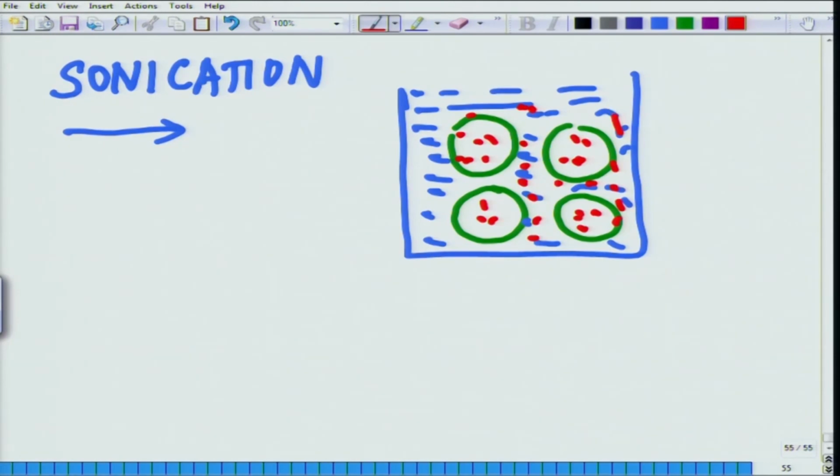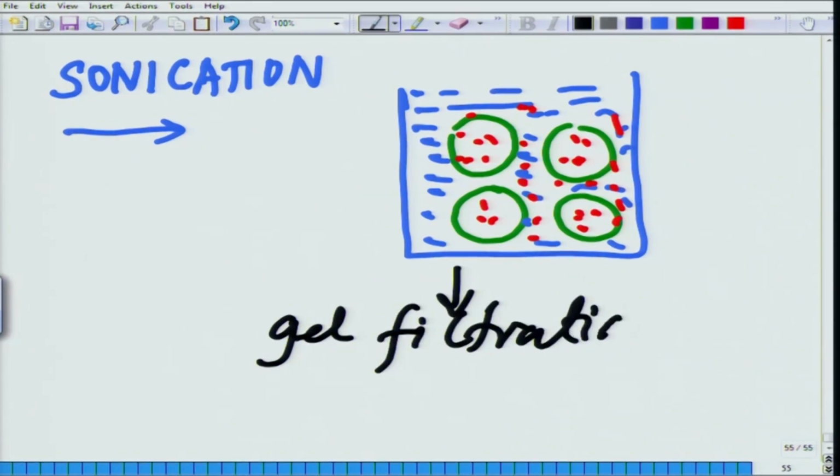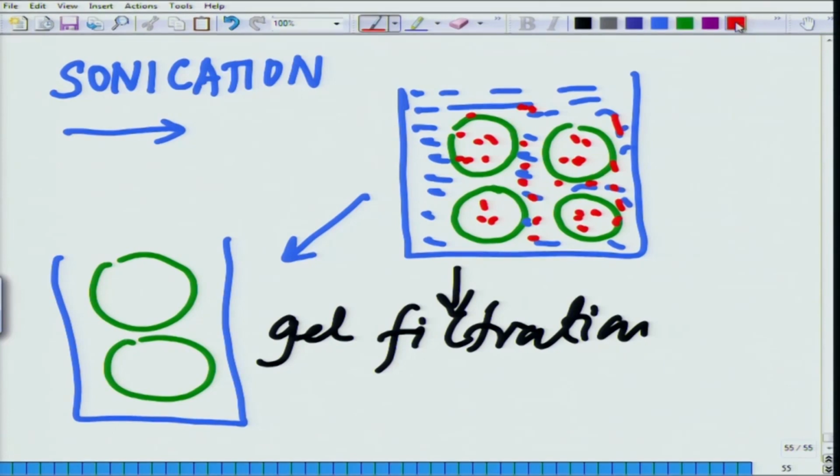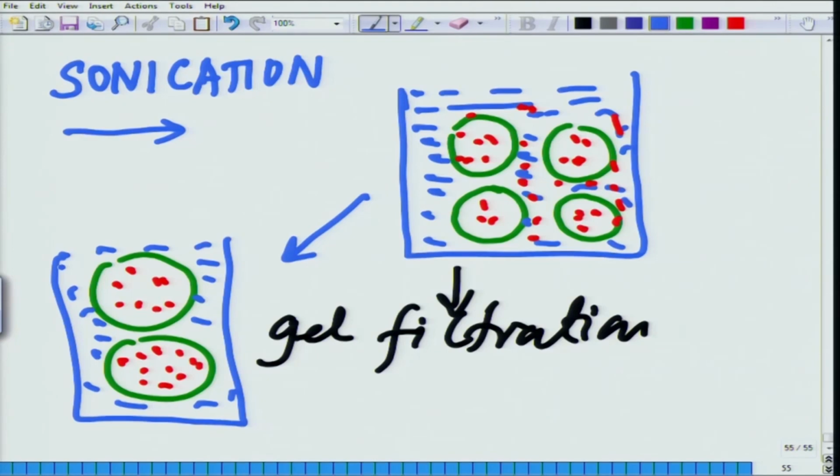From here, you use a simple technique called gel filtration, and following gel filtration what you obtain are pure lipid vesicles. You get rid of all the glycine from the suspension, and there is glycine trapped inside the lipid vesicles. Here you have the water. This is how you create the lipid bilayer. This is one such technique of creating pure lipid vesicles.